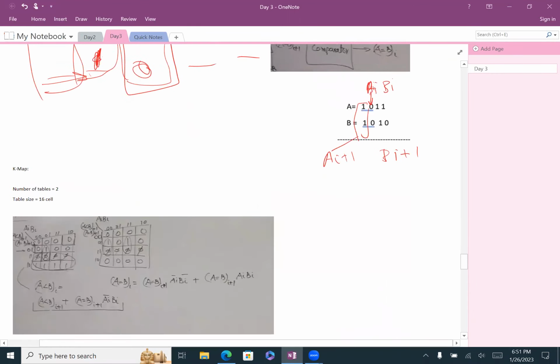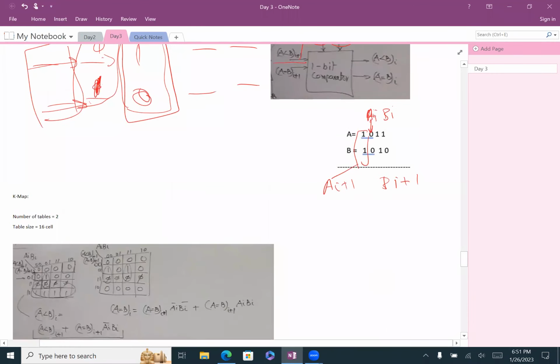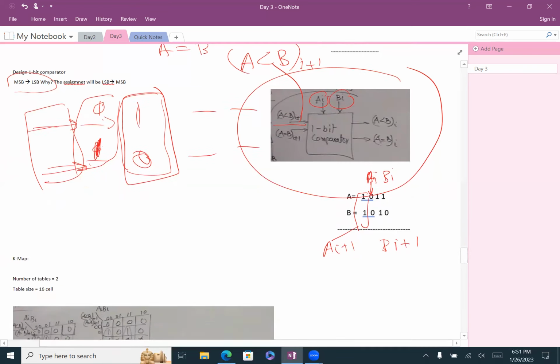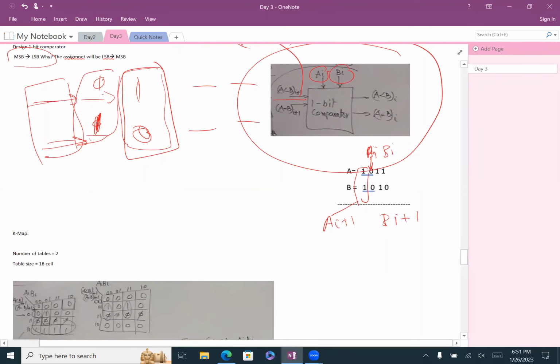All right, let's do the K-map. So again, that's our circuit, correct? That's the circuit. Perfect. Now, how do we do the K-map? First of all, how many outputs will you have? 2 outputs, correct? How many tables do I need? 2 tables. What's the size of each table?